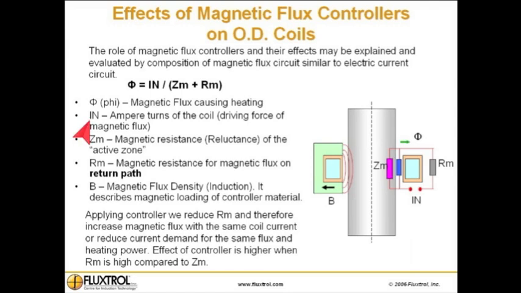It is a sum of magnetic resistance of the active zone, Zm, and magnetic resistance of the return path, Rm. Applying controller on return path, we strongly reduce Rm and therefore increase magnetic flux with the same coil current or reduce current demand for the same flux. Effect of the controller is higher when Rm is high compared to Zm.